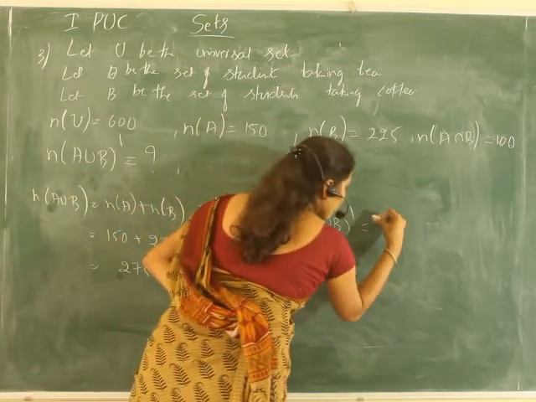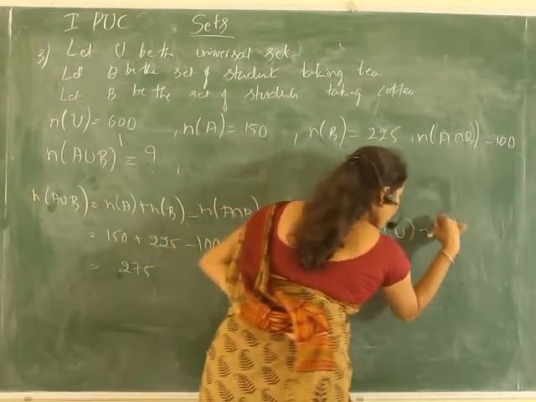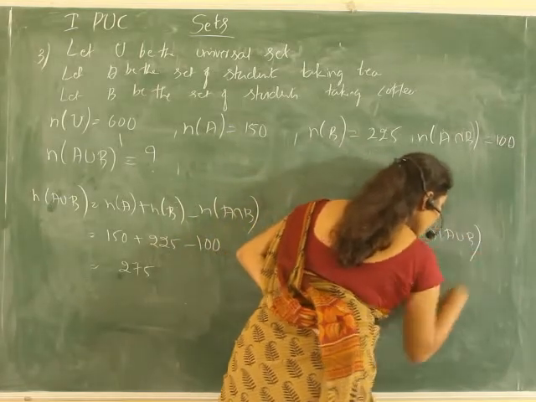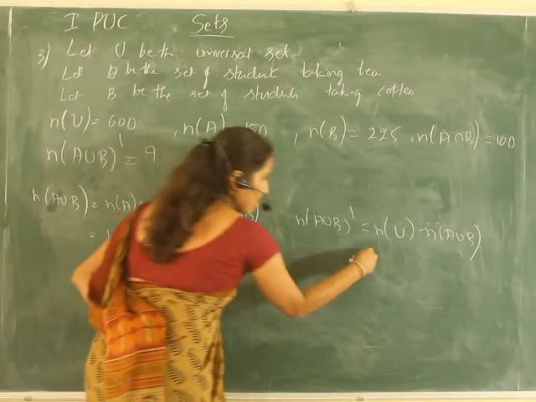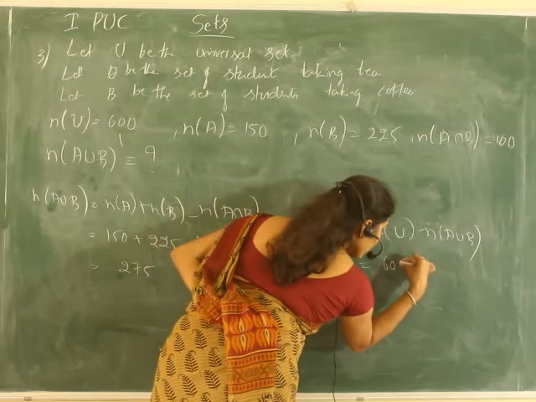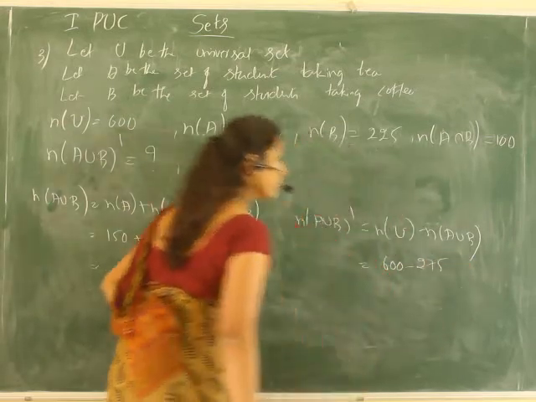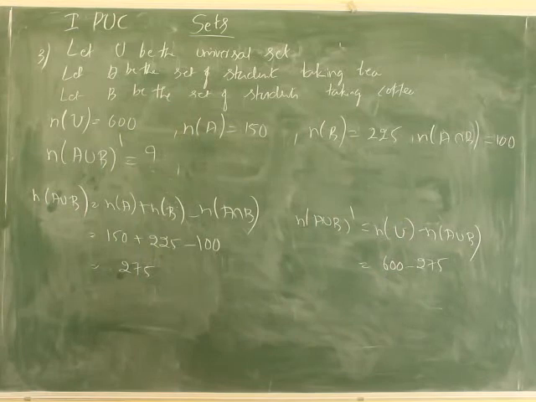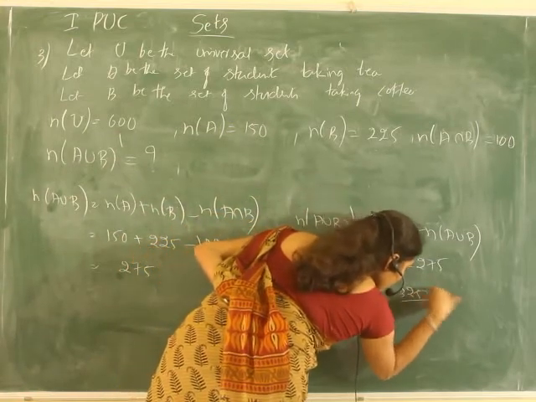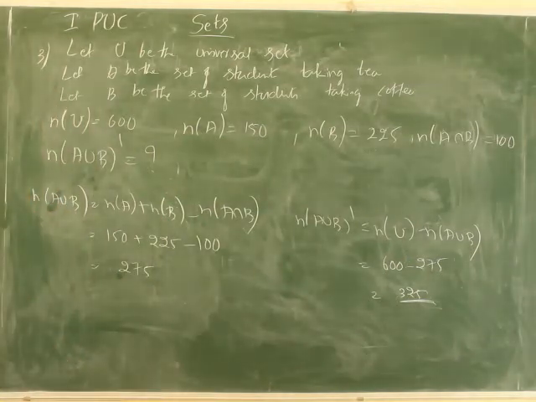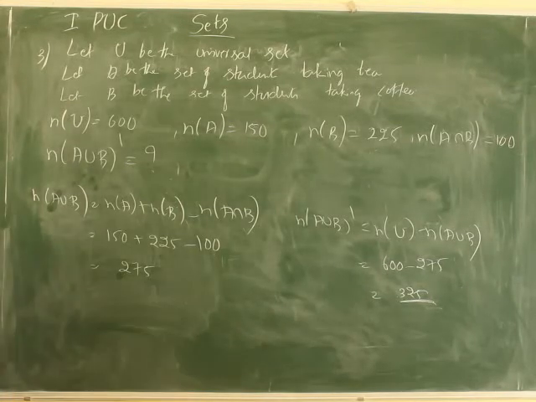n of U minus n of A union B. So 600 minus 275. 600 minus 300 is 300, so the answer is 325. Therefore 325 students are not taking tea or coffee.